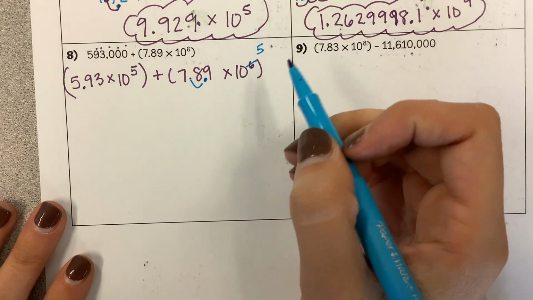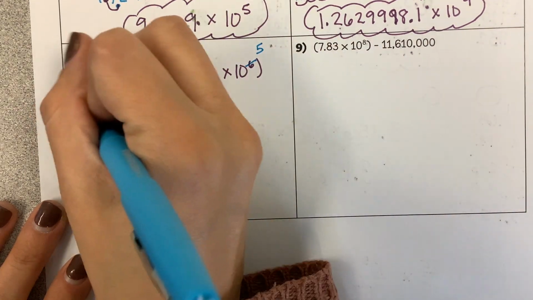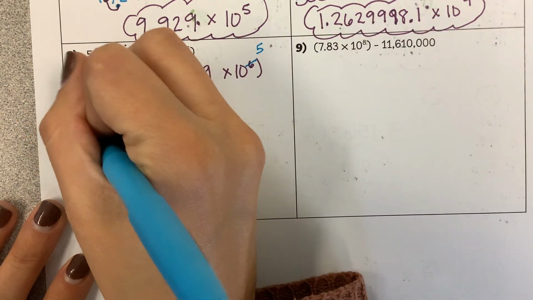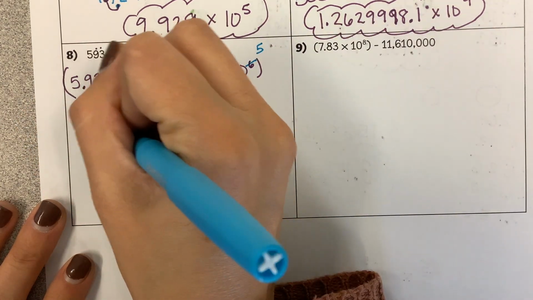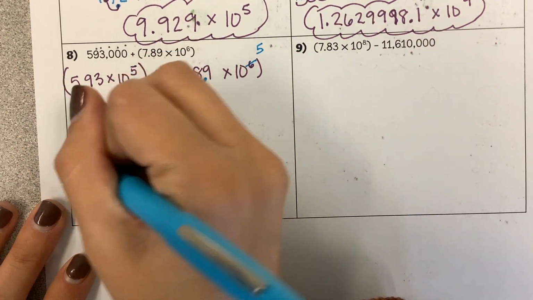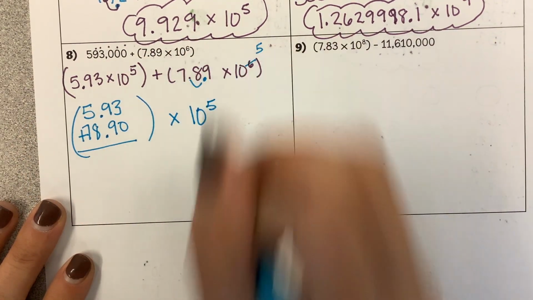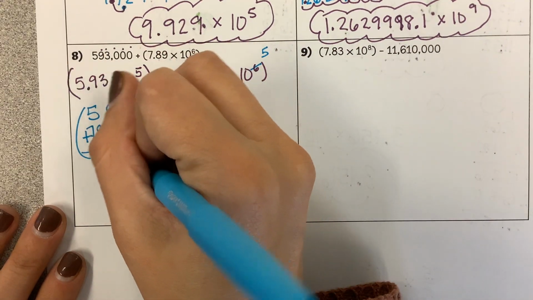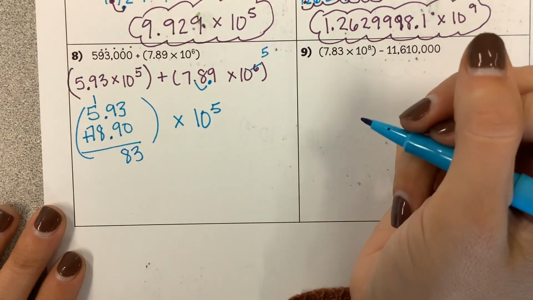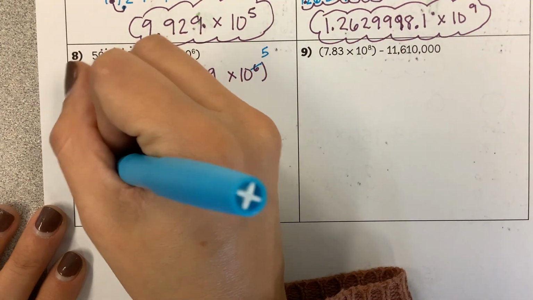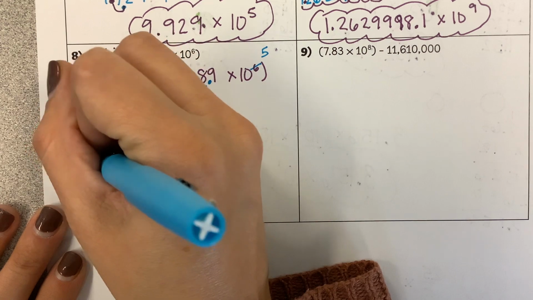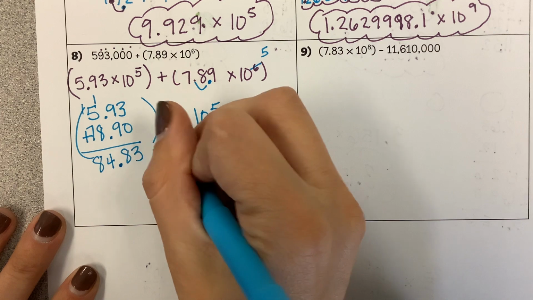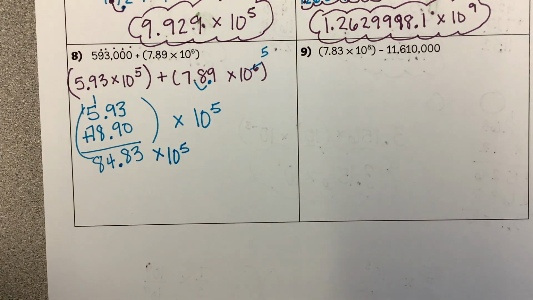So we are adding 5.93 plus 78.9, and it's going to be that times 10 to the 5th. So we add, we get 3, 8, carry the 1, 14, carry the 1, 8. So 84.83 times 10 to the 5th.